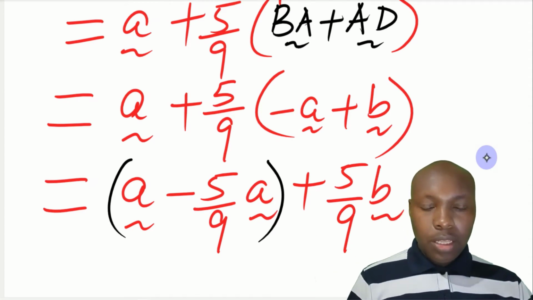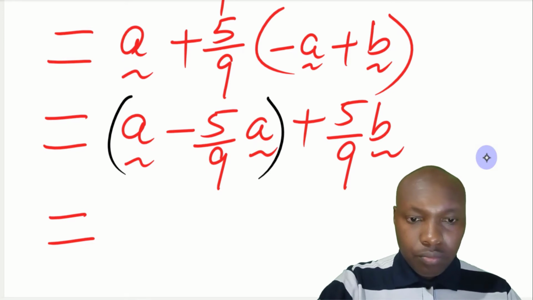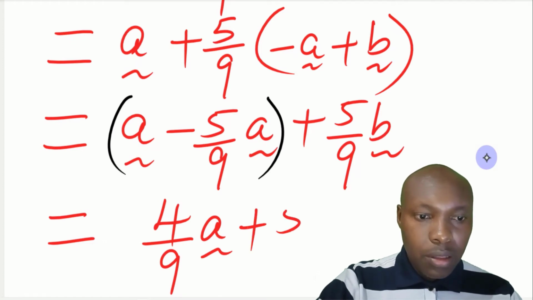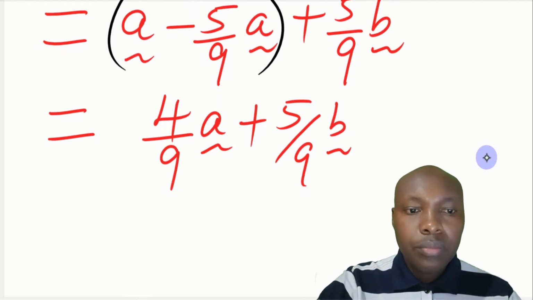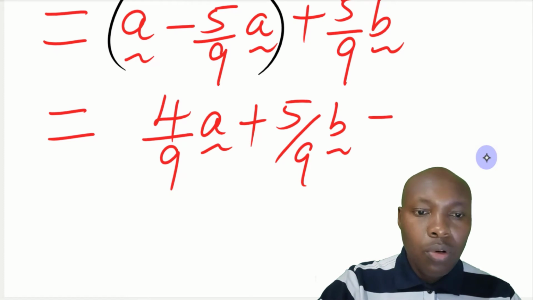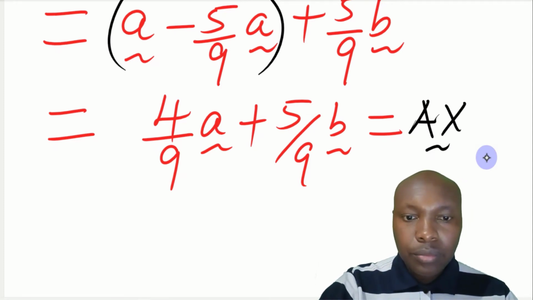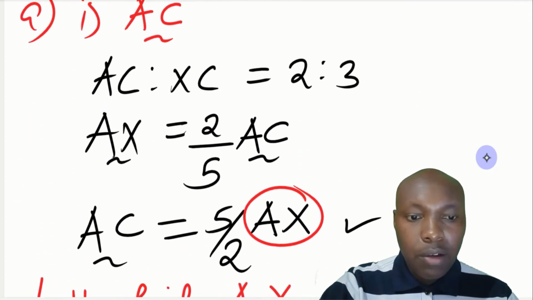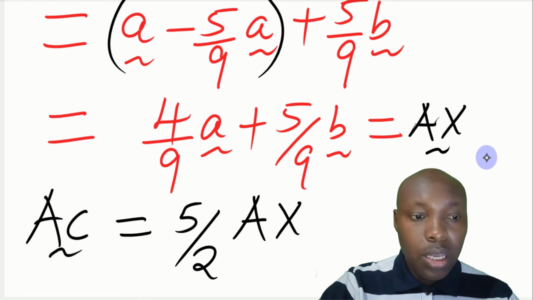Now put the like terms together, that is a minus 5/9 a, which when you subtract gives 4/9 a, plus 5/9 b. So that is the vector AX. Remember, we have been finding AX, which will assist us to get AC. Having obtained that, we can now proceed and get AC, since we had obtained AC as 5/2 AX.